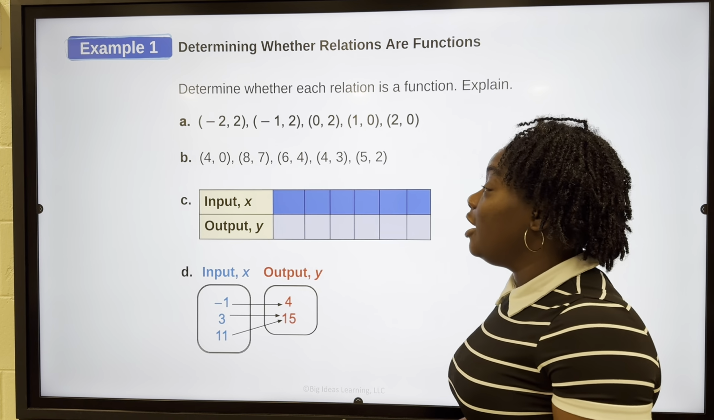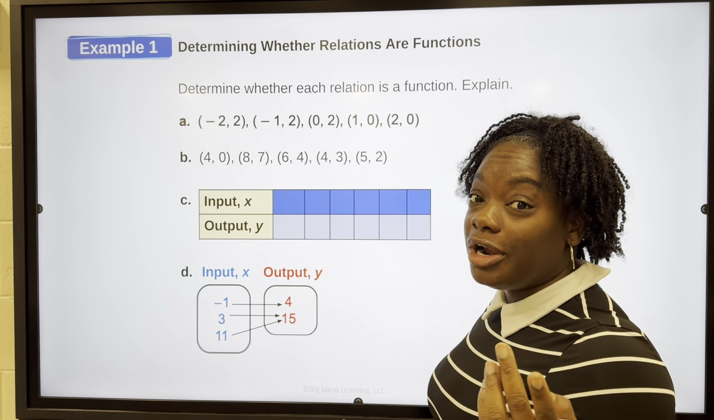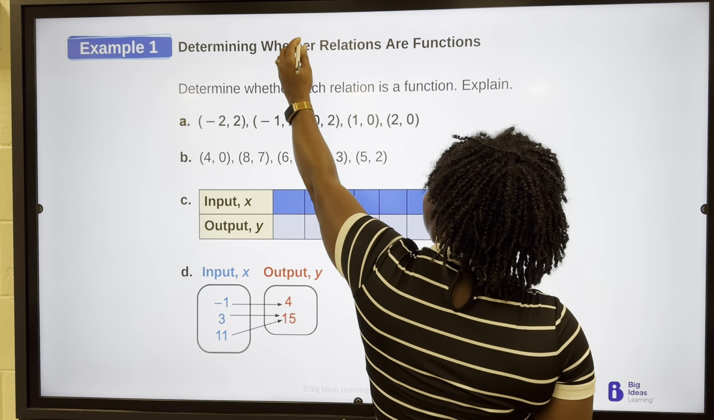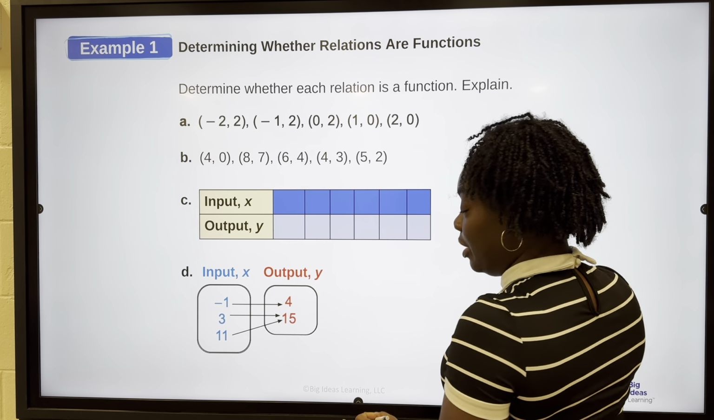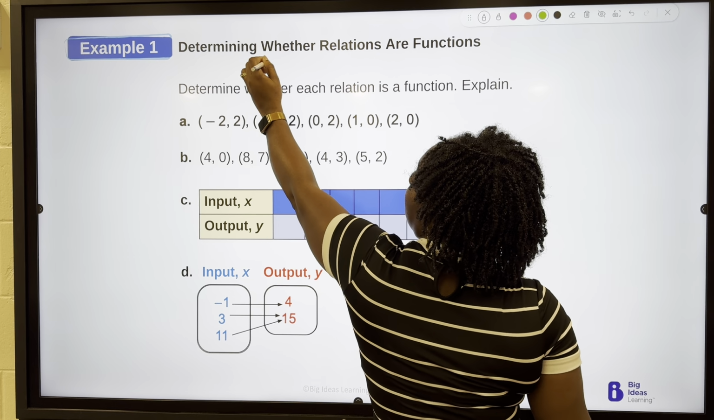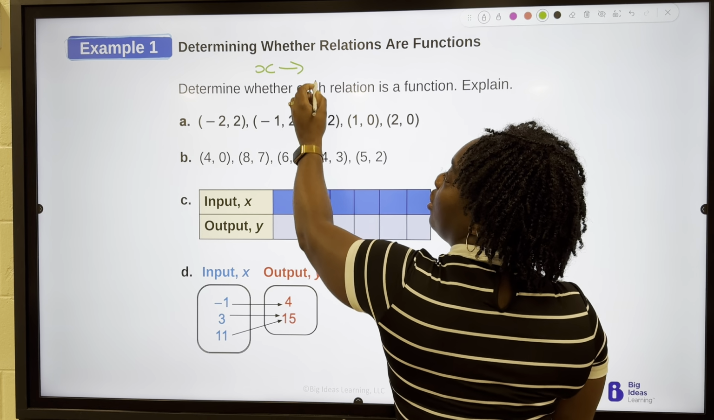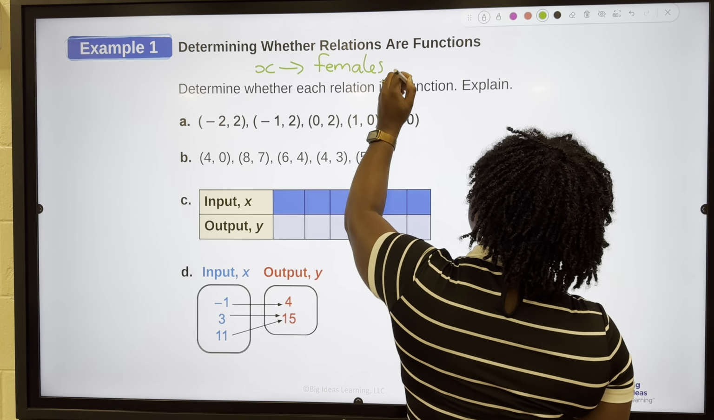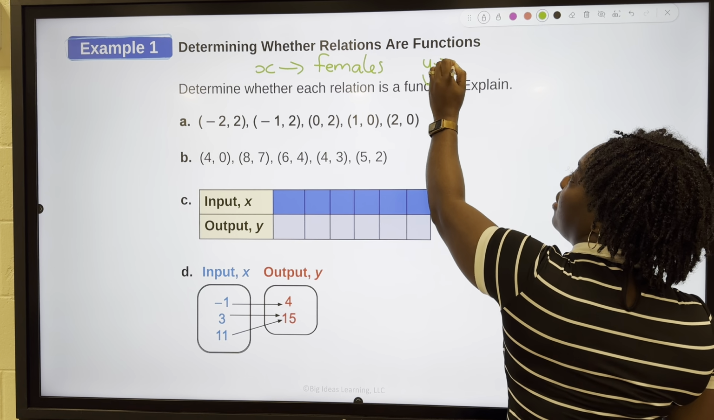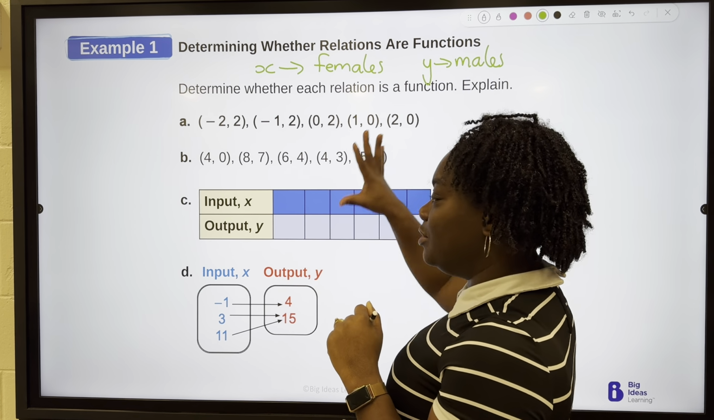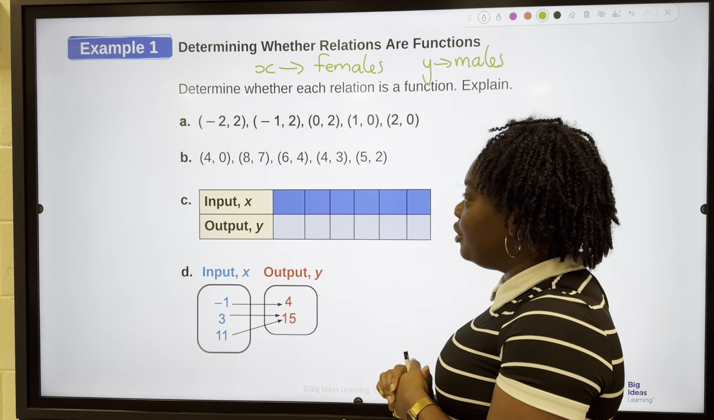So for this lesson, we're going to call our females, and I'm going to put it up here so that we'll have it throughout the lesson. So the x, I'm going to call my females, and the y, I'm going to call my males. All right, so we will be using that throughout the lesson.